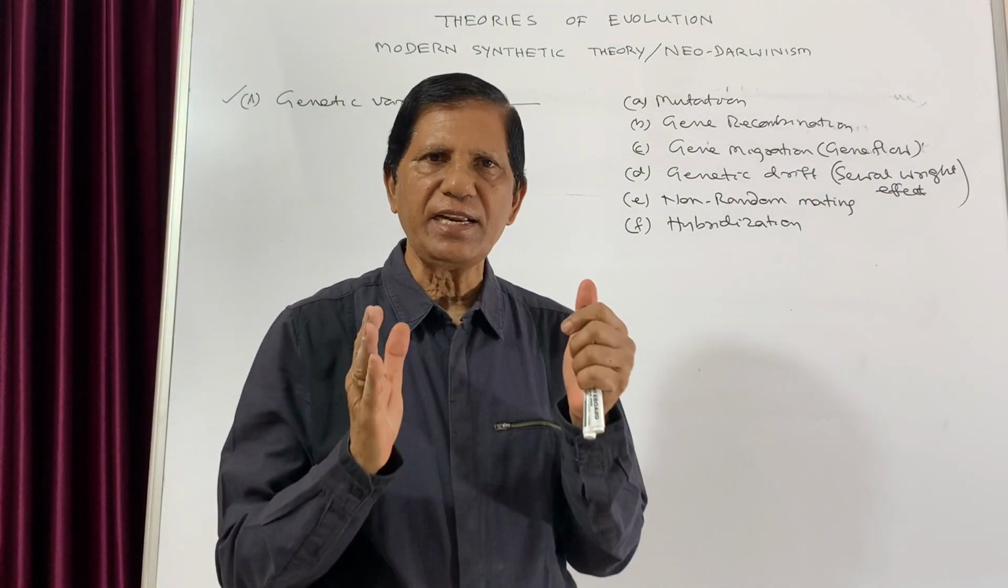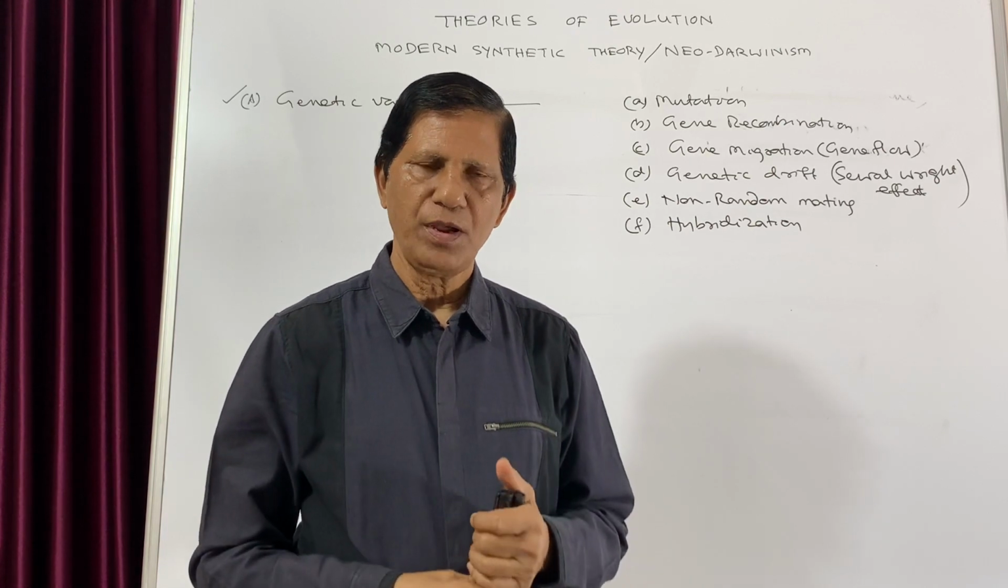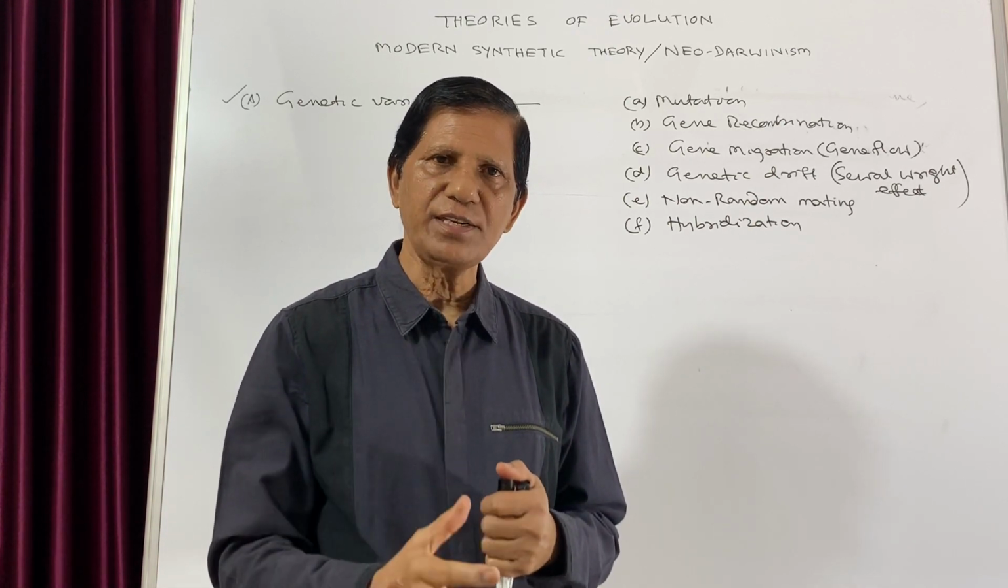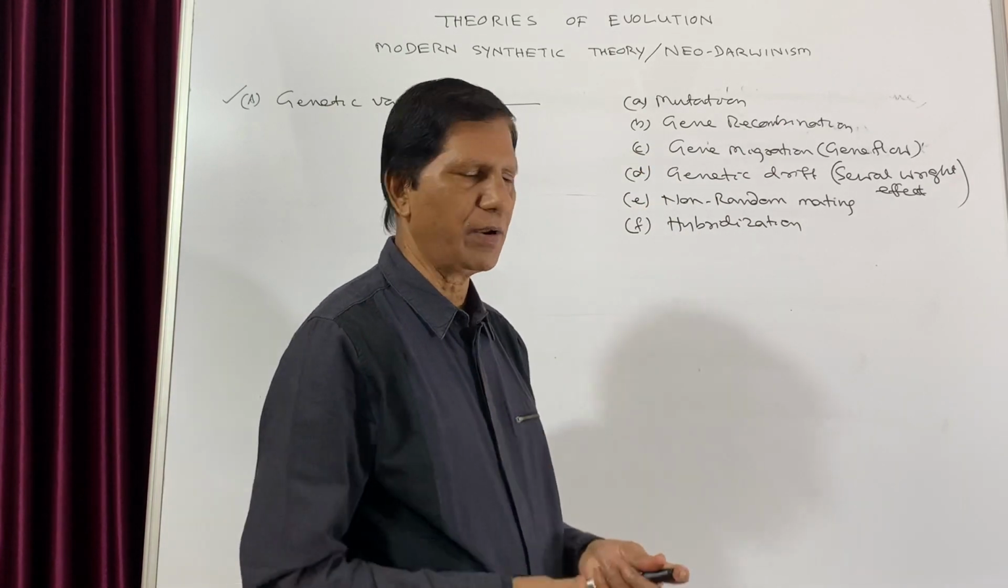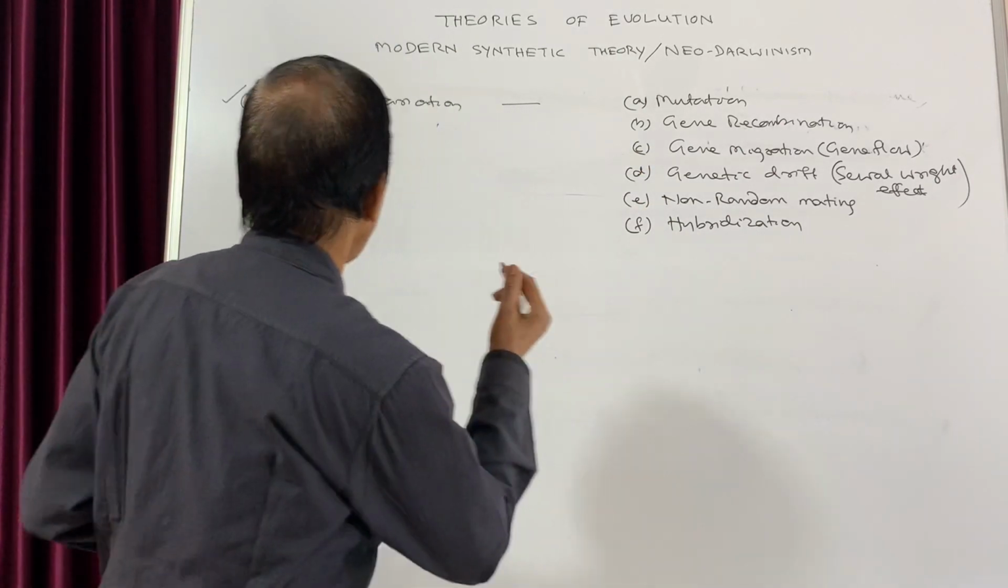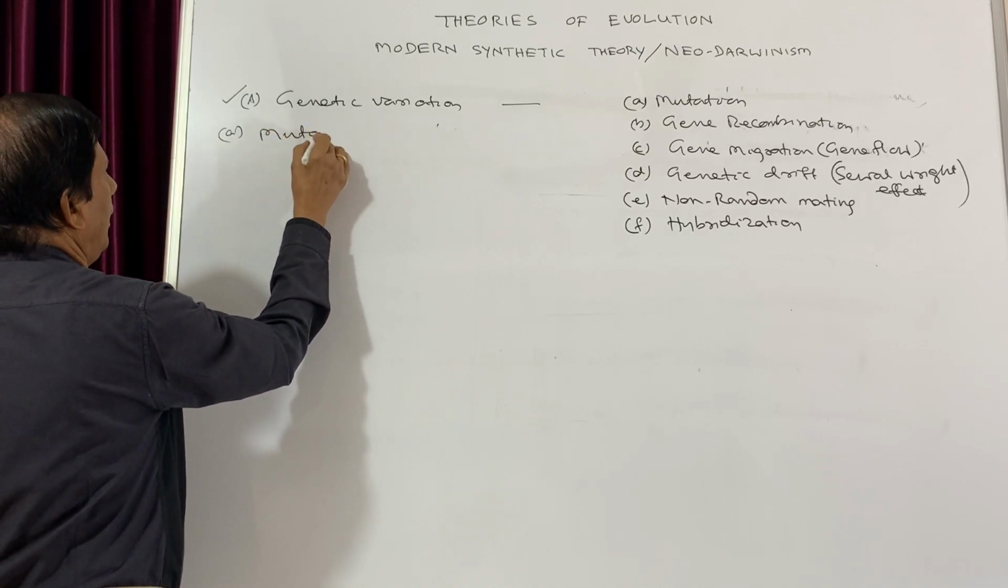Genetic variation is the raw material for evolution. But how is this genetic variation created? These are the different parts. Let us discuss one by one. Let us discuss first this mutation.